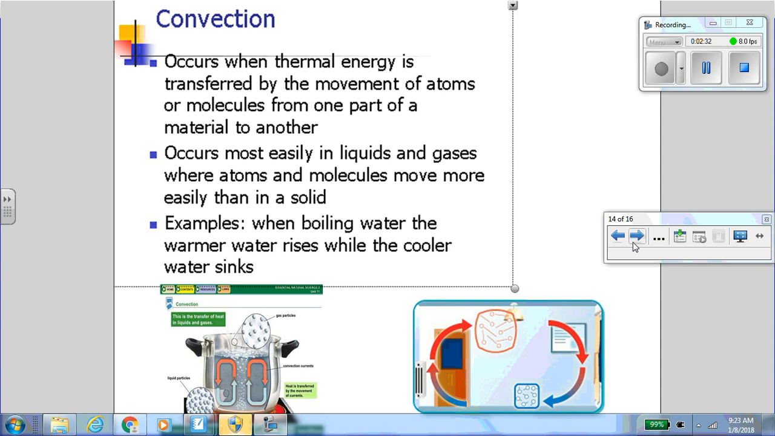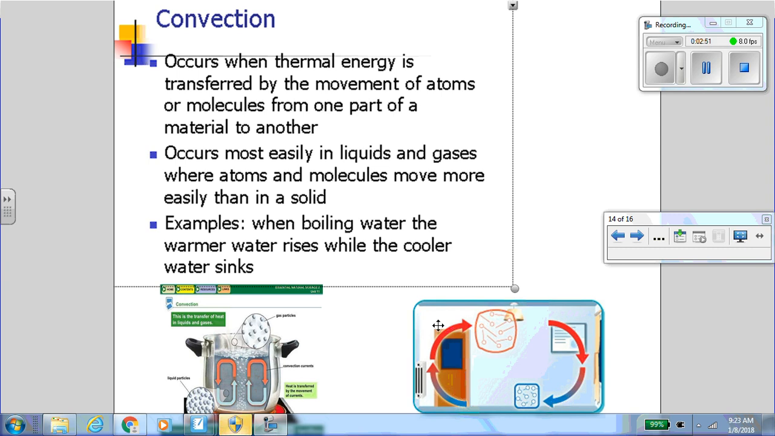Let's look at some examples of convection. Convection can sometimes be a little bit confusing, but let's look at two good examples of how convection would occur. Whenever you turn the heater on in a room, typically the warmer air is going to be towards the ceiling and the cooler air is towards the floor.